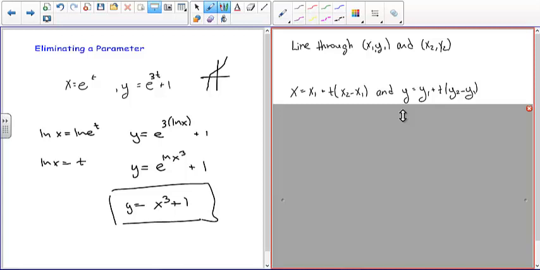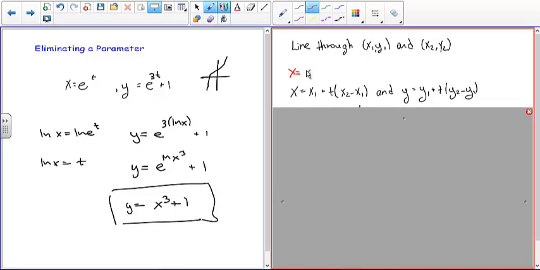You take those two points and define two parametric equations, one for x and one for y, based on the x and y coordinates. So x equals x1 plus t times (x2 minus x1), and y equals y1 plus t times (y2 minus y1). Like with anything that involves lines, we could have also done this.